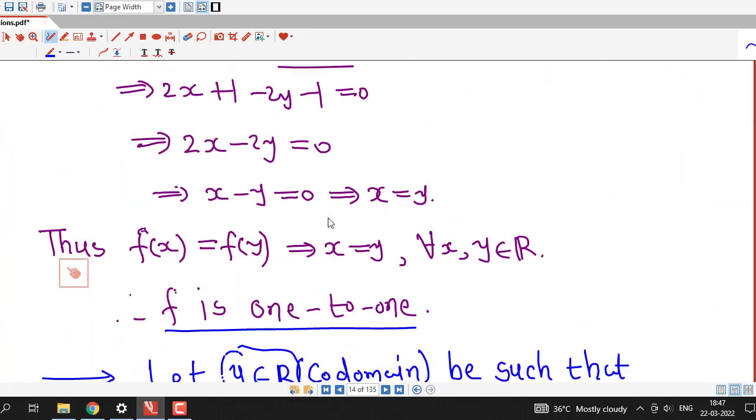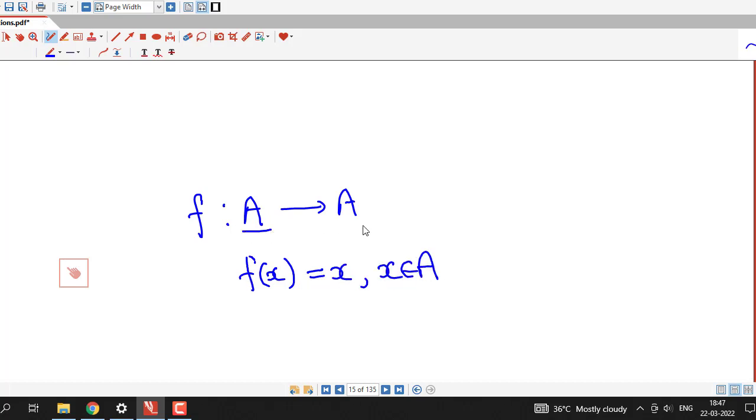We consider one more example of a bijective function. For that we define one function. We consider a function from set A to A defined as f(x) equal to x for every x in the domain. Domain and codomain are the same. And the function is defined in this way. The image of each element is the element itself. So the function which sends x to x, or the function under which the image of each element is that element itself, that function is known as the identity function.